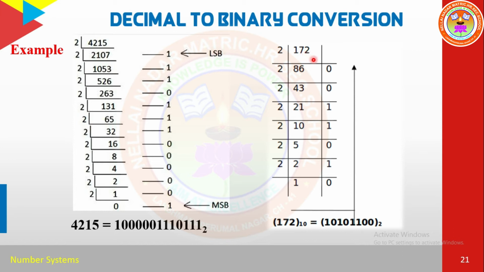So 1 and 2 combined make 12. Because the balance number is 1, the 1 is joined to this 2, so now it's 12. How many times? 6 times. So 6 into 2 is 12.